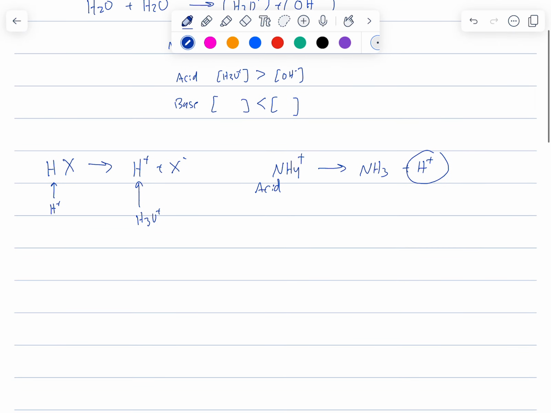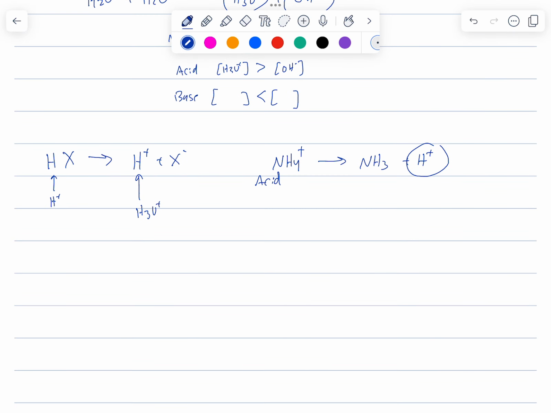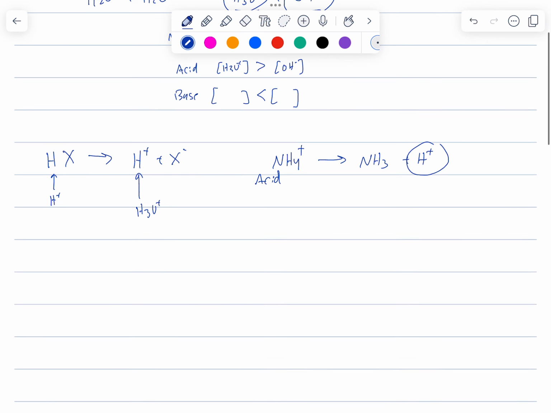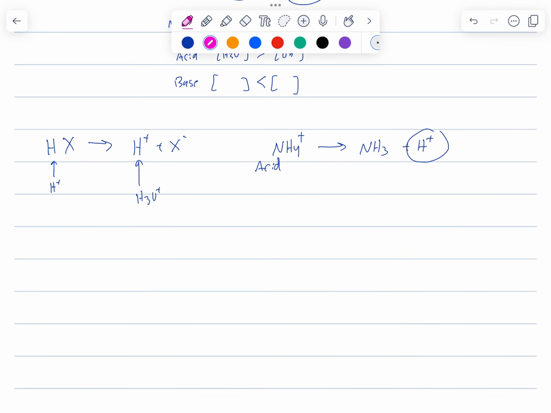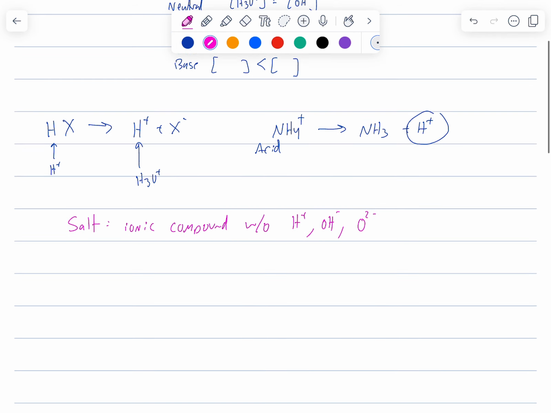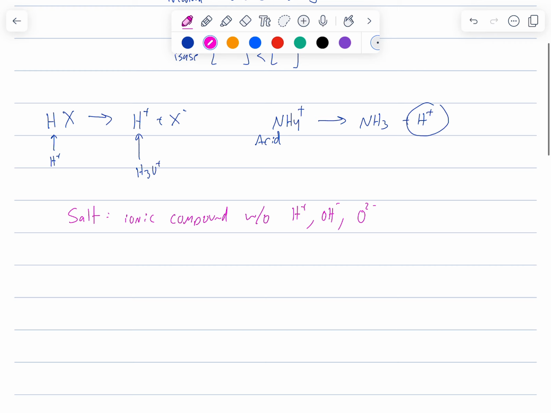Other ions in water that don't look like they're acidic but are can be found in salts. So let's back up for a section. Let's talk about the definition of a salt. Salt is any ionic compound without H plus, OH minus, or O2 minus. Okay, so it can be an ionic compound, but it can't have one of those three things.